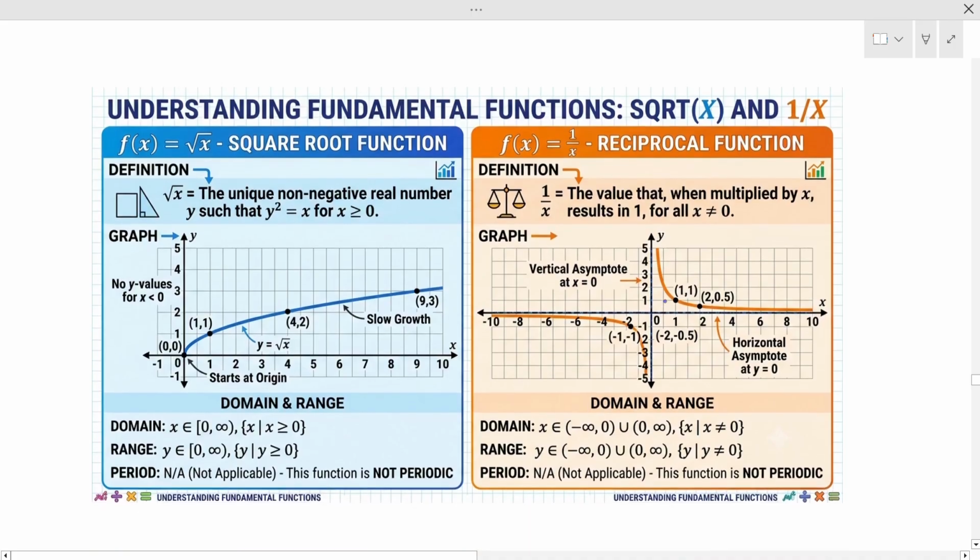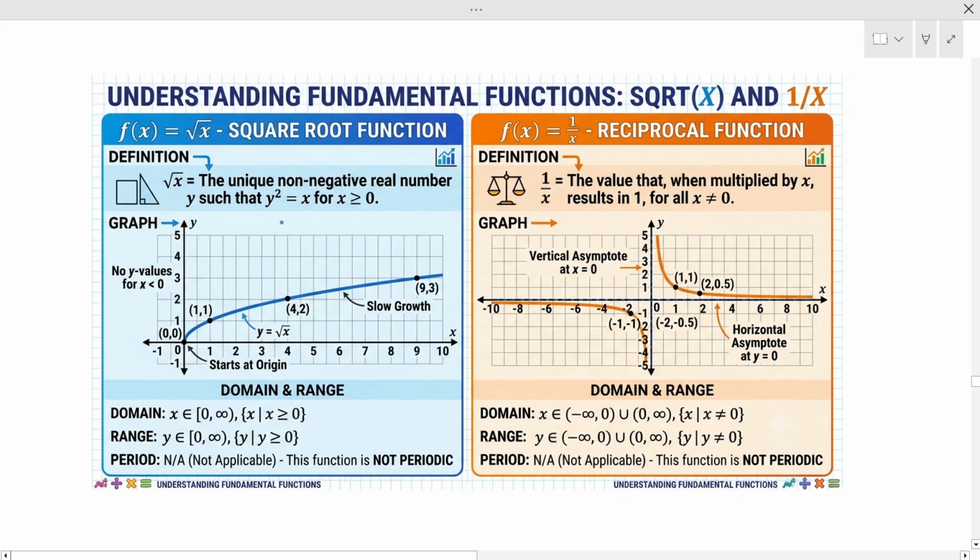Next, square root function and reciprocal function. The square root function is the unique non-negative real number y such that y squared equals x, and x should be greater than or equal to 0. This time we can include 0 as well. So the domain will be closed 0 to infinity, and the range is the same, 0 to infinity. Now we cannot define the period because the function is not periodic, as it doesn't repeat itself.